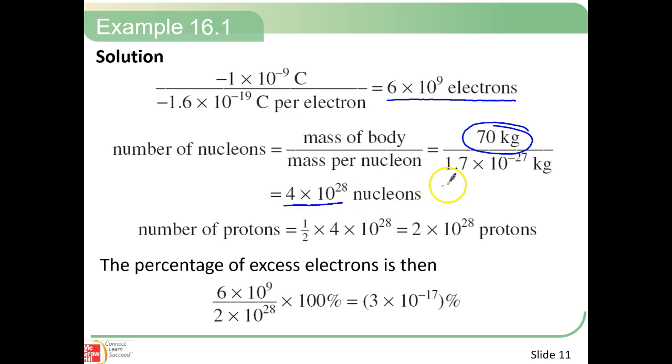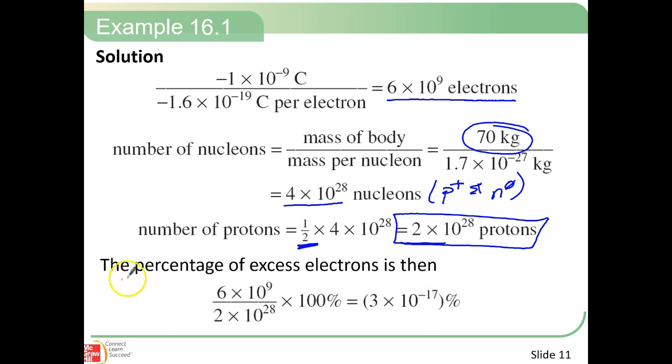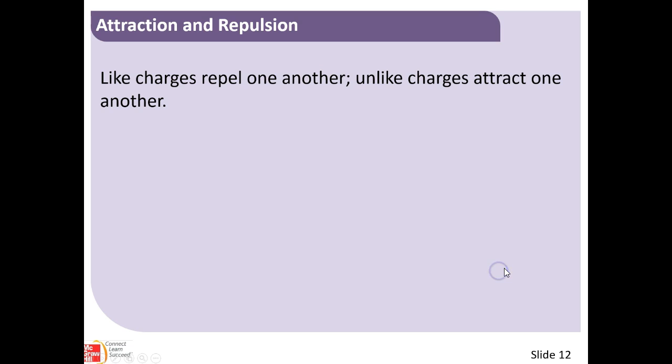But remember, nucleons are both protons and neutrons. So we're going to take 1/2 of this number, and that gives us 2 times 10 to the 28th protons. So the percentage of excess electrons is our 6 times 10 to the 9th electrons, divided by 2 times 10 to the 28th protons, times 100%, and we see that the excess is only about 3 times 10 to the -17th percent. And that is the end of 16.1.